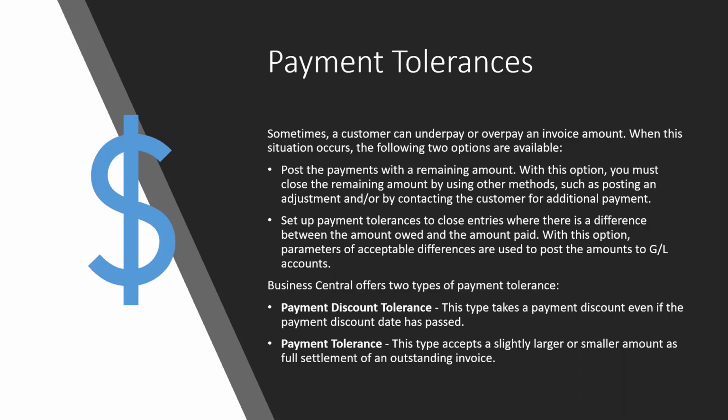What this means is that whenever you have differences, you can set up and tell Business Central or NAV, I want this to be taken as a discount, simple as that. And a second setup is the payment tolerance. If you don't want to take it as a discount, the payment tolerance setup accepts a slightly larger or smaller amount as full settlement of an outstanding invoice.